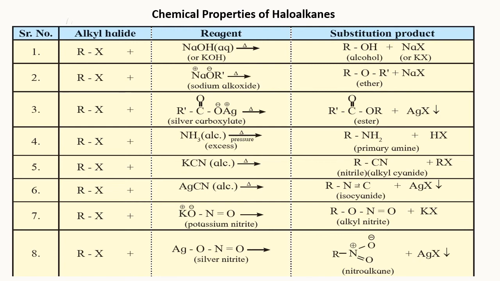Next one, reaction seventh: RX plus potassium nitrite KNO2 giving rise to RONO, alkyl nitrite, plus KX. When alkyl halide is treated with potassium nitrite KNO2, alkyl nitrite is formed. In this reaction, the halogen atom of alkyl halide is replaced by the NO2 group. Eighth reaction: RX plus AgNO2 giving rise to RNO2 plus AgX. Nitroalkanes are formed.